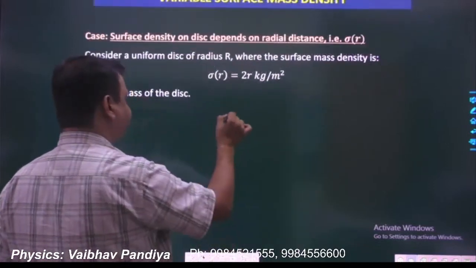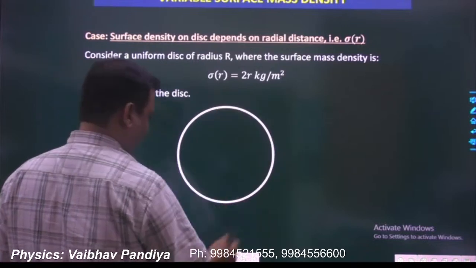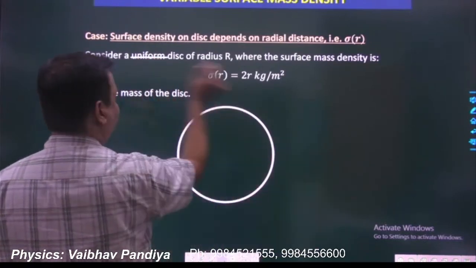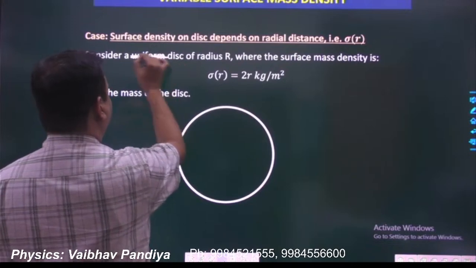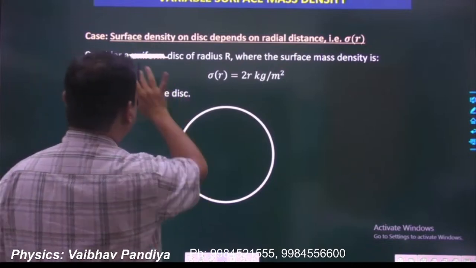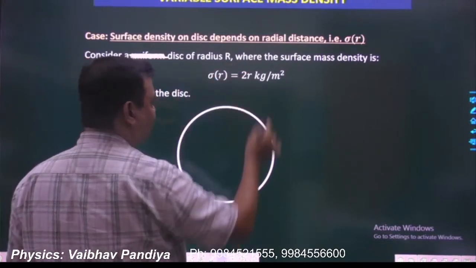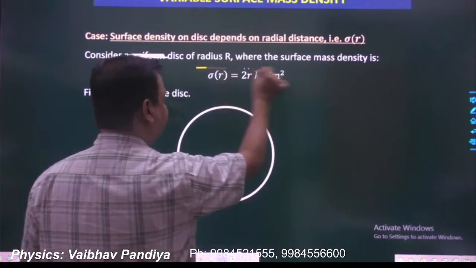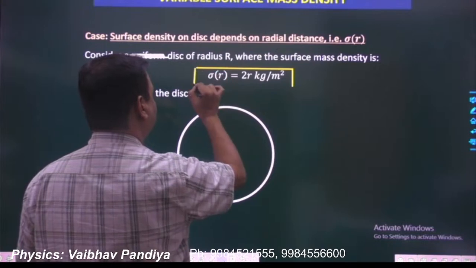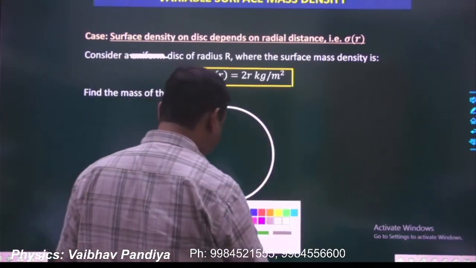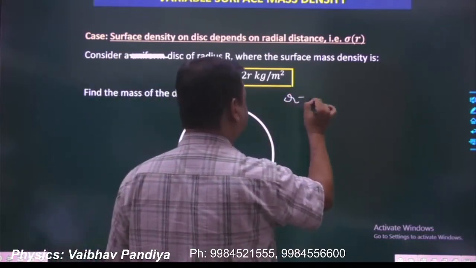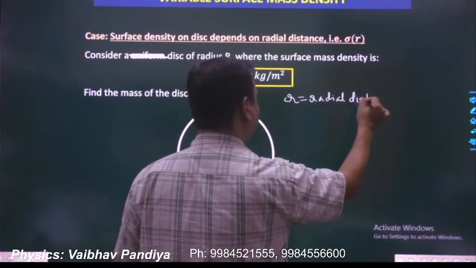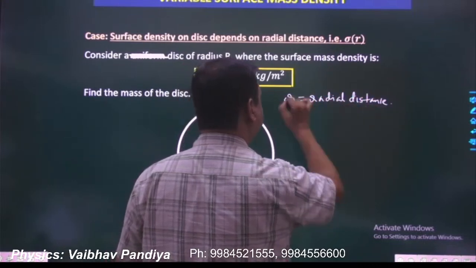a disk of radius r. No, it's written wrong. It can't be uniform. There is some typographical error because you cut down this uniform thing. It's not uniform. It's simply a disk of radius r where the surface mass density is given. So you're given the surface mass density as a function of small r. Okay, and small r is the radial distance. That means the distance from the center.